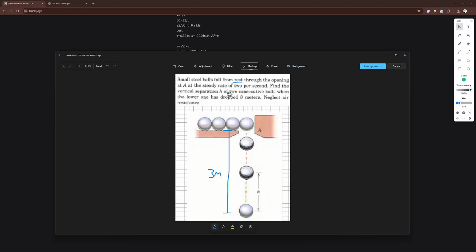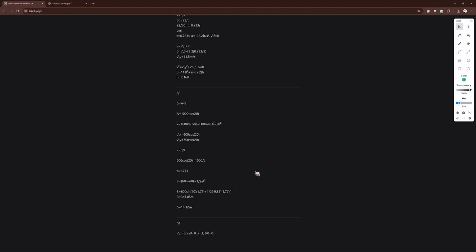T naught equals 0. What are we solving for again? I already forgot. 2 balls per second. Find the vertical separation h. Okay, nice. So t naught equals 0. A is equal to negative 9.81 meters per second squared. I should be putting units for things that aren't 0. What else do we know? That's all we need to know, actually.